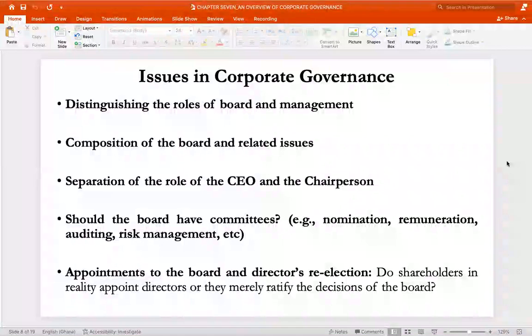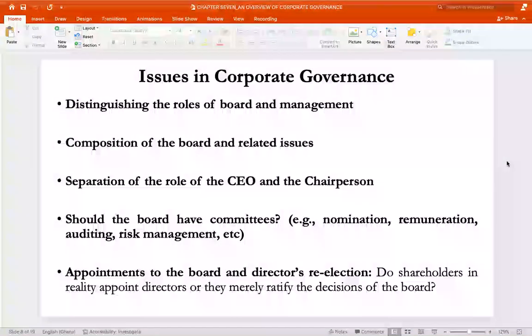Issues in corporate governance. So these are the trending stuff or concerns in corporate governance. Distinguishing the roles of board and management. So from my earlier explanations, I've tried to explain to you the distinction. And as simple as it is, it's very, very important for you to know that. Okay. So we have three key parties. We have shareholders, we have management, and we have board.